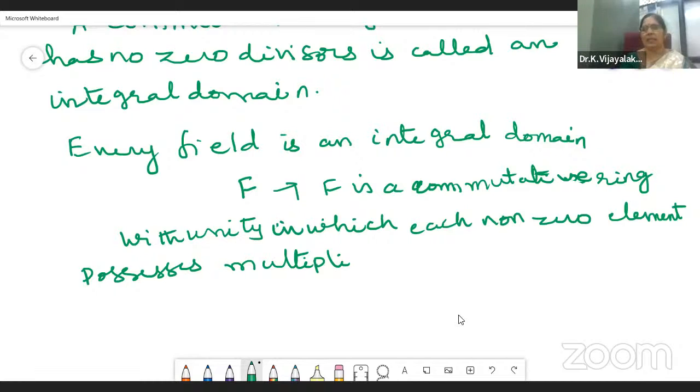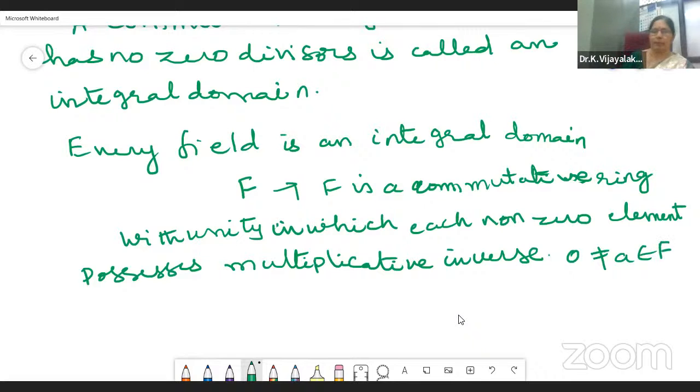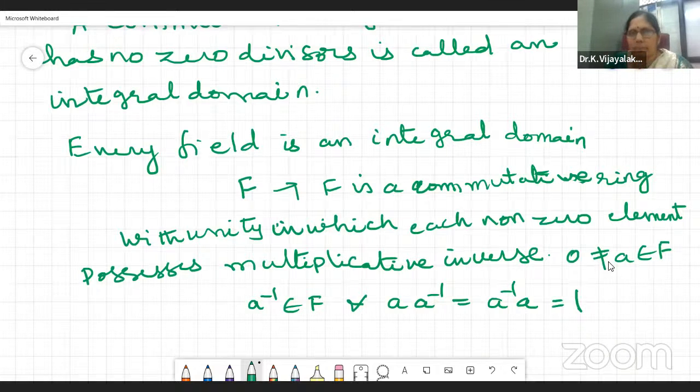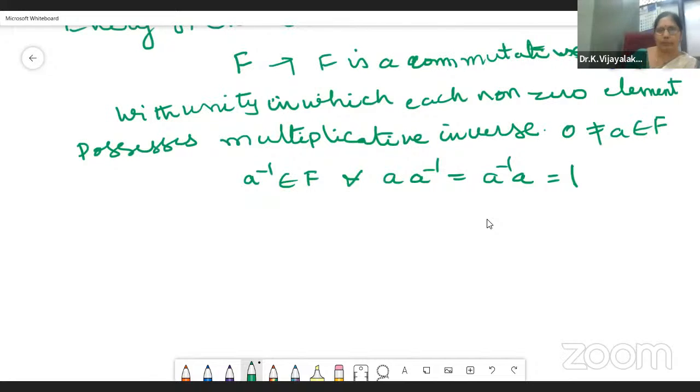So every field is an integral domain. F is a commutative ring with unity in which each non-zero element possesses multiplicative inverse. That means if 0 not equal to A belongs to F, then you have A inverse belongs to F and A into A inverse is equal to A inverse A equal to 1. Now, what is required to prove? You have to prove that a field has no zero divisors.